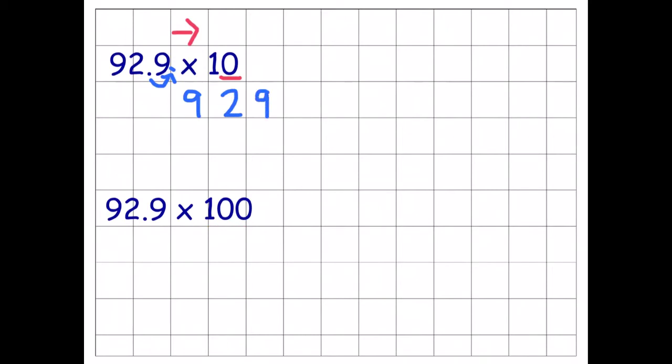Second one's a little trickier. If we write the number down that we're working with, 92.9, we'll put in a few zeros because they're going to be needed. We're moving our decimal point 2 times to the right. Once, twice. Put our decimal point in. I'll remove that first decimal point. So my new answer would read 9,290.